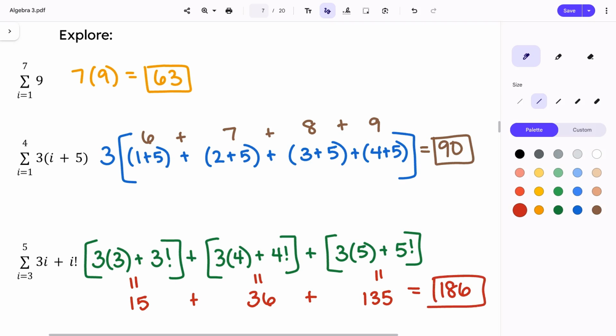Did anyone get all 3 of those? Yes or no? Okay. Yes. Yeah? Okay. All right, so that's it.